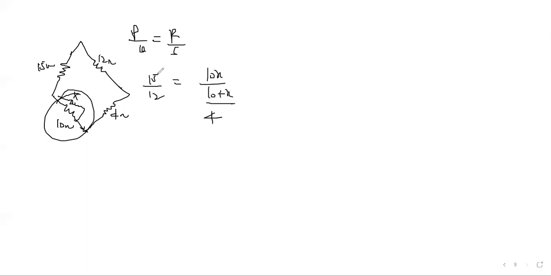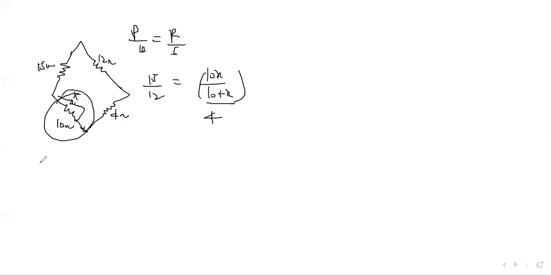So that this circuit becomes a balanced Wheatstone bridge. Balance means we know that P by Q should be equal to R by S. P by Q is 15 by 12. 15 by 12 should be equal to what? What is the net resistance of this branch? 10x upon 10 plus x, divided by 4. This P by Q is R by this complete S. Okay, let's simplify this.